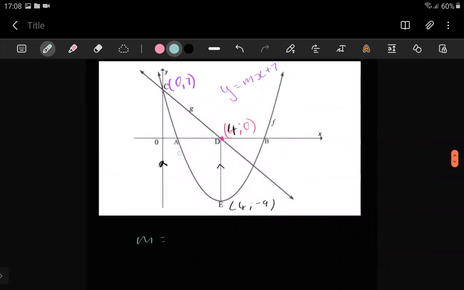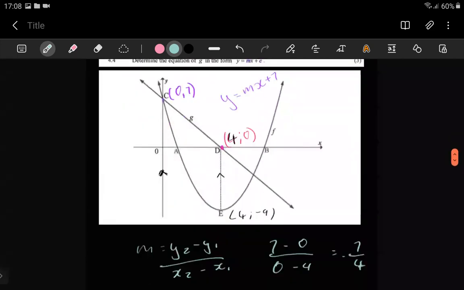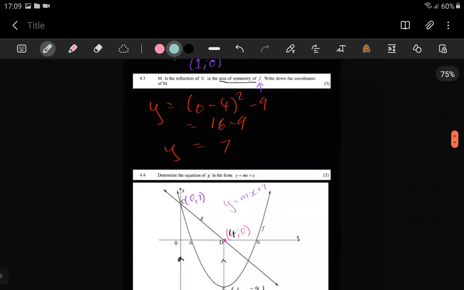So our gradient, we can just say y2 minus y1, over x2 minus x1. And then what is that going to give us? We can just say 7 minus the 0 there, over 0 minus the 4. So that's like 7 over 4. Minus 7 over 4, yes, because the 4 down there is a negative. I had just left it out. So that's the gradient, and we have the y-intercept. Therefore, y is equal to -7 over 4 x plus 7. And that's it.